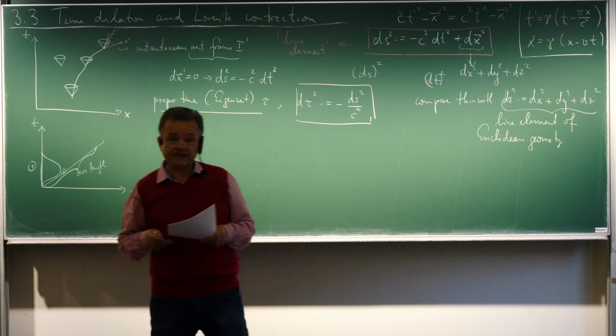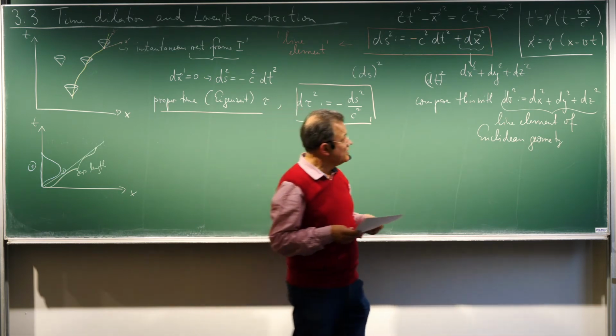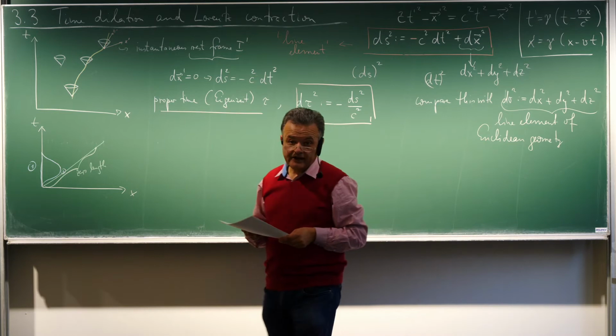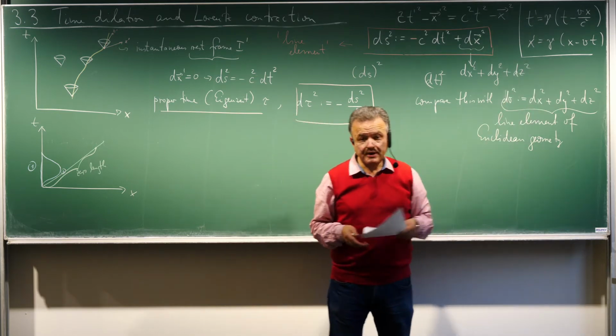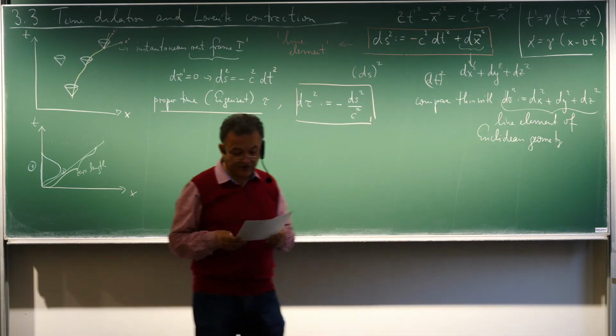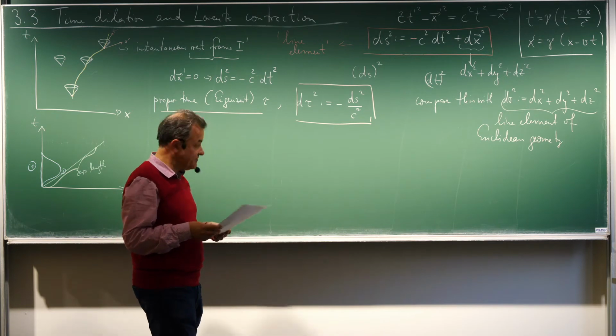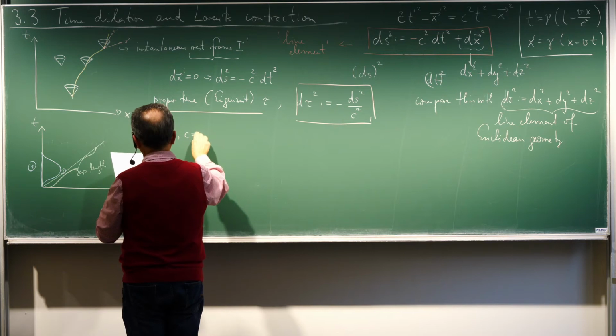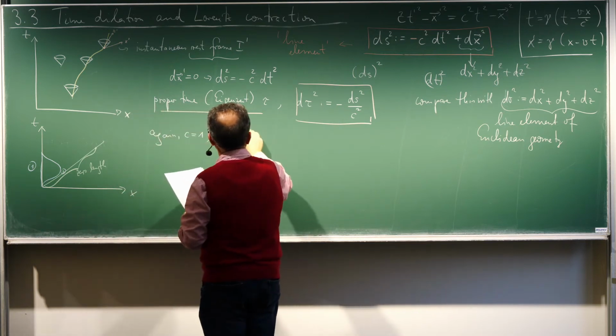Now let us set the speed of light equal to 1 to emphasize the geometric structure, and we go again, like before, to one space dimension, the x dimension. So again, c equals 1 and one space dimension.